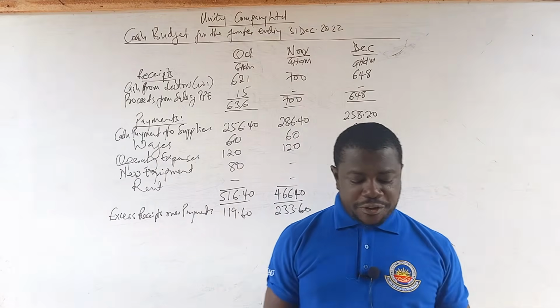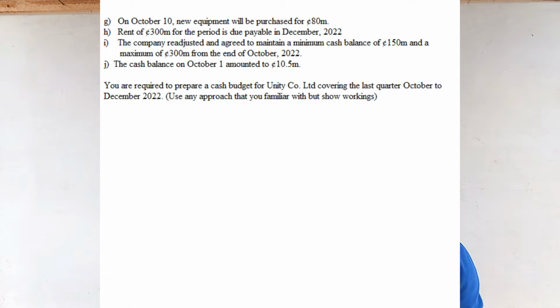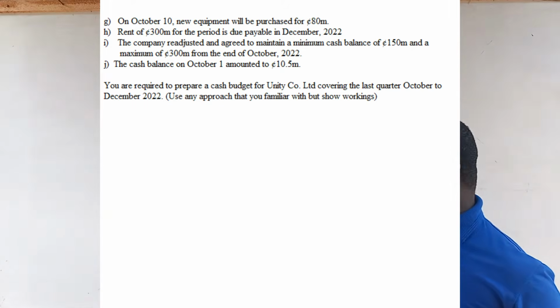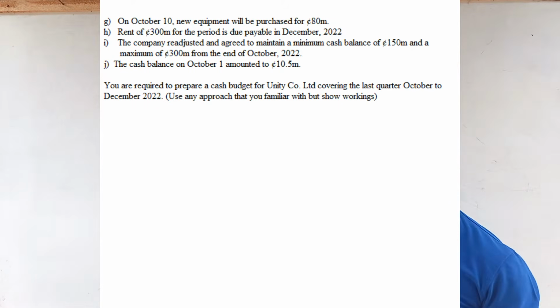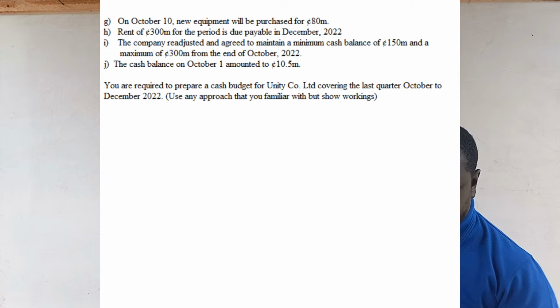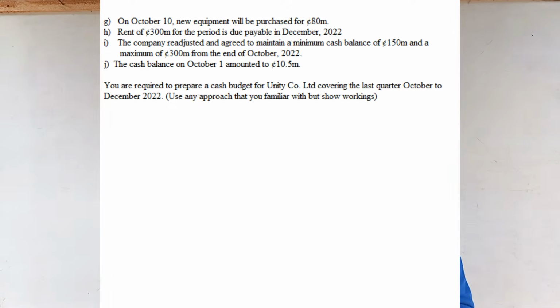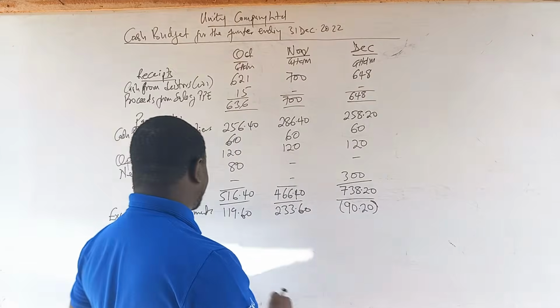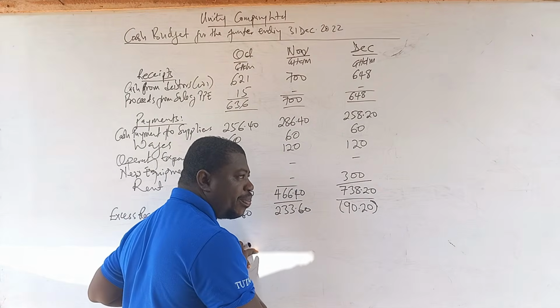Now, remember, information I is talking about maximum and minimum. We are not going to talk about them until we see the final balance for the first month. But then we have an opening cash balance. That is J. The cash balance on October 1st amounted to 10.5 million. Now, let me read again the I. The company readjusted and agreed to maintain a minimum cash balance of 150 million and a maximum of 300 million from the end of October 2022. So we are starting from the end of October. That is where the policy begins.